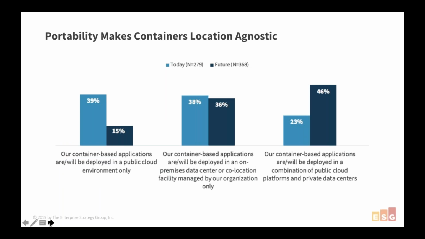So you can see on the left-hand side that a fair amount of organizations, 39%, do start by delivering their cloud-based applications from a public cloud environment. But over time, moving forward into the future, in a 12 to 24-month time frame, we see on the right-hand side that a lot of organizations want optionality. We go from 23% of organizations who share that their container-based applications were deployed in a combination of public and private clouds to 46% over time.